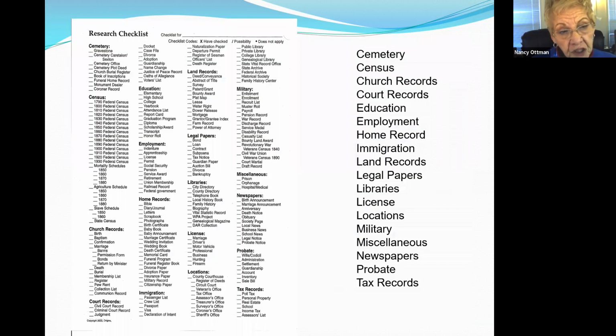This is a research checklist that's been put together, and I put a copy of it in your handout, but it gives you some ideas of where you can go look for information that you might not have considered. As you can see on the form, it lists cemetery and census and church records and court records, education, employment, home records, et cetera. And particularly if you're having trouble finding some information, these are sources that you may want to look at.